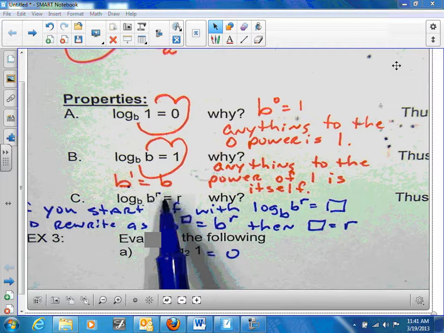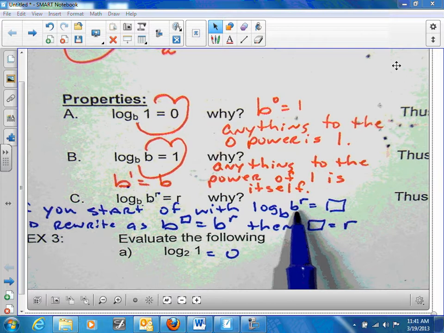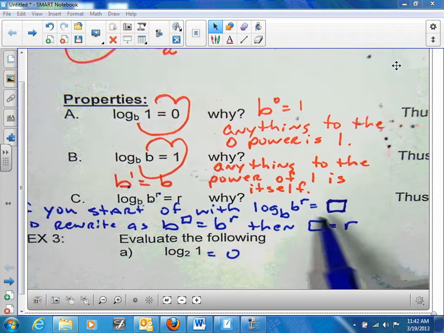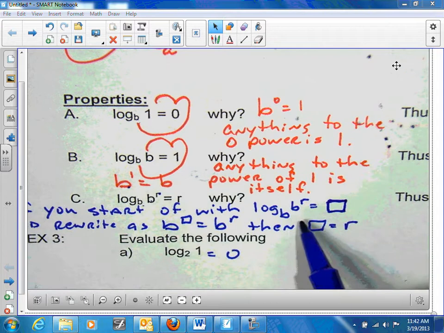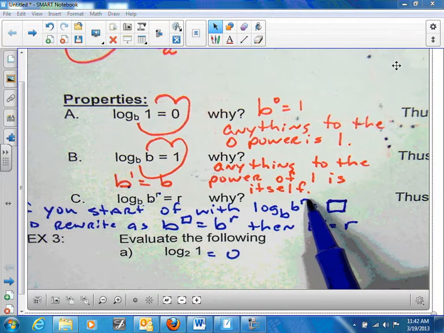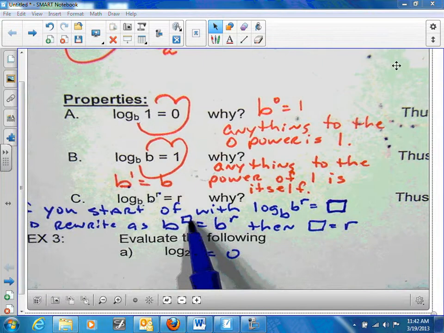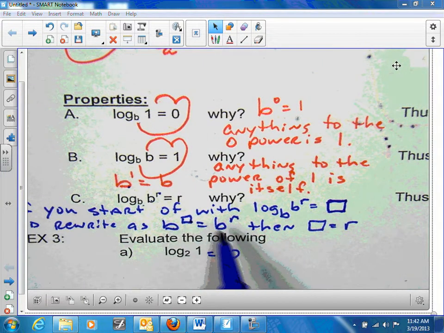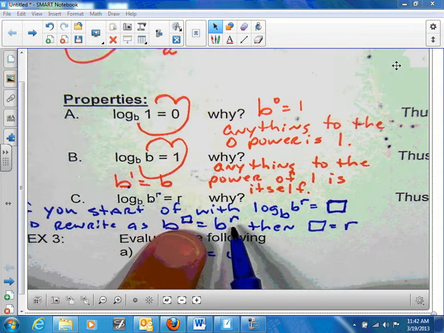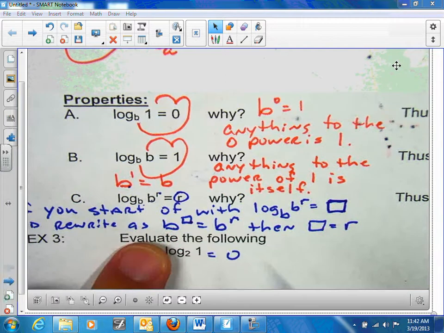Why is this equal to r? If you start off with log base b of b to the r power equals a question mark, then, as we've done in previous problems and on your past homework, in exponential form, b to the power of this blank is equal to b to the r power. In order for these to look the same, this blank has to be an r, and that is why it is equal to r.